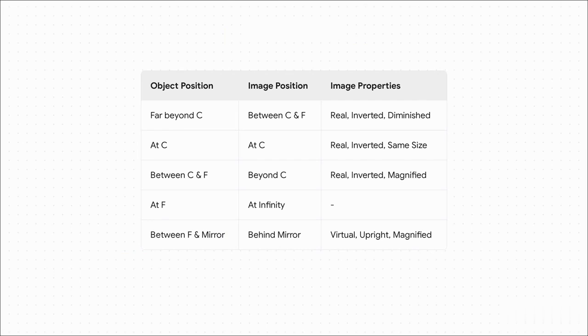It sums up all the possibilities so you don't have to draw the diagram every single time. You can just look and see how the image changes depending on where you put the object. And check out that very last row. When the object gets super close to the mirror, something crazy happens. The image suddenly flips upright, gets bigger, and becomes virtual. Sound familiar? That's exactly how a magnifying mirror like for makeup or shaving works.